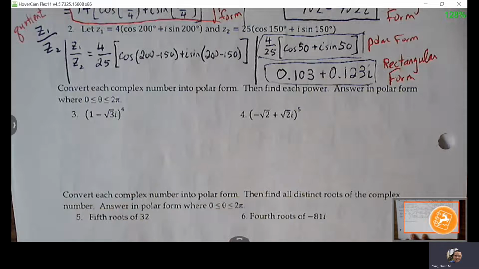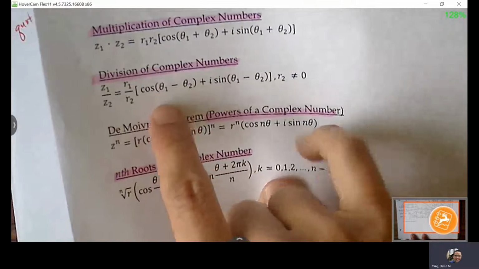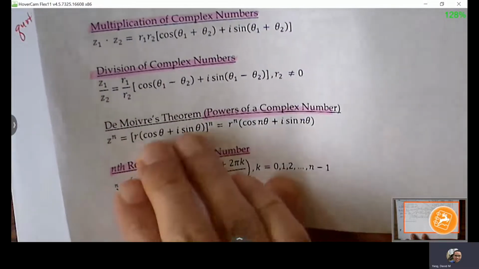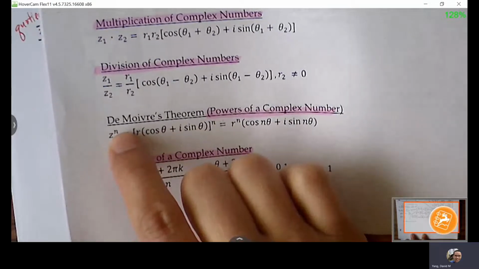Okay, number 3, we're going to use the power of a complex number. So first we're going to convert to polar form. We're going to find r, we're going to find theta, we'll get it into this form, and then we've got to raise to the power that's given in the problem.